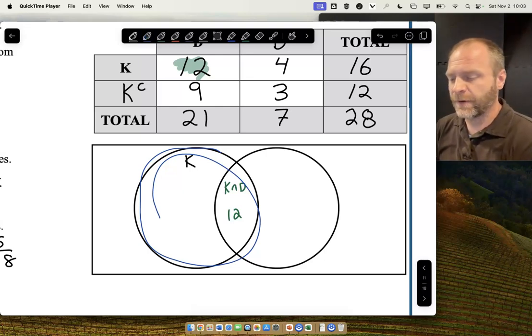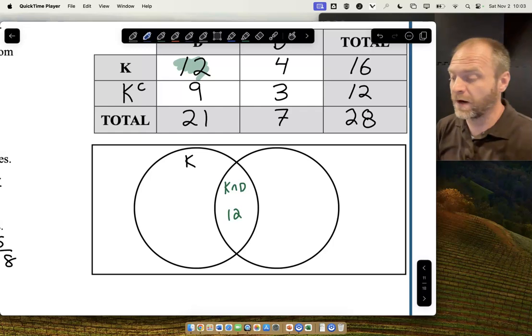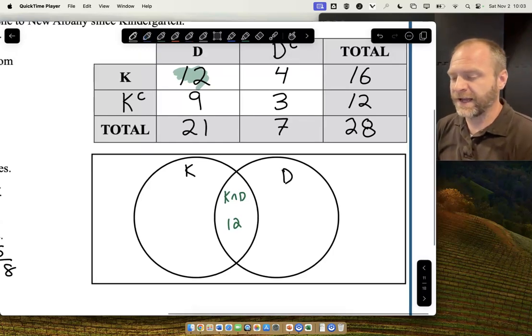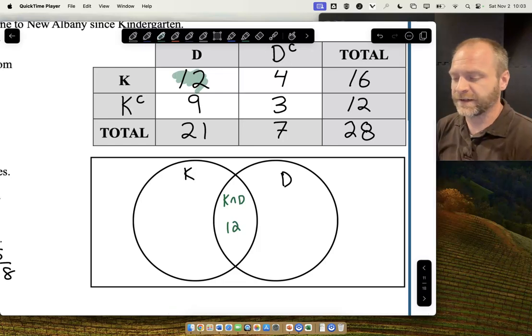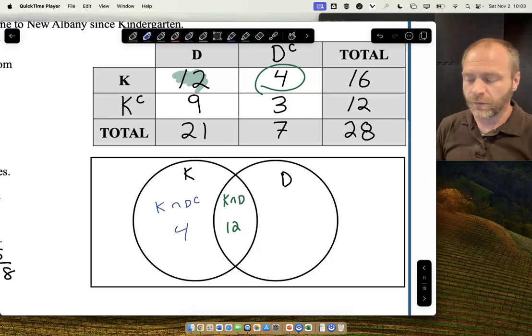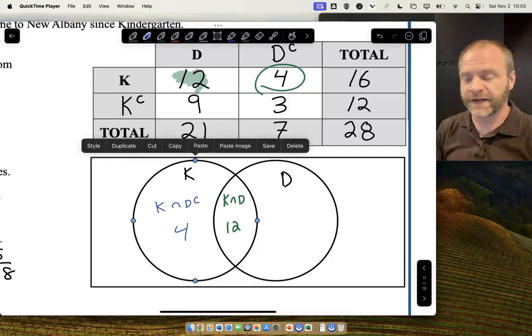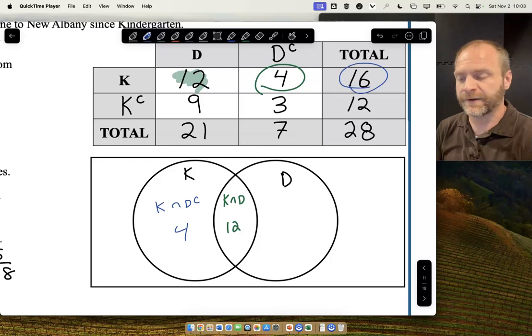And so if I'm doing that, what I want to realize is that I need to make sure that I have K, but I do not want D. So I want event K, but I do not want D. And so that would be this part right here. I want K, and I do not want D. So that would be 4. Which makes sense because there's a total of 16 in that circle. And that is what I could see, what I wanted up here.